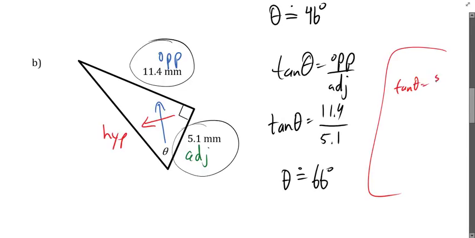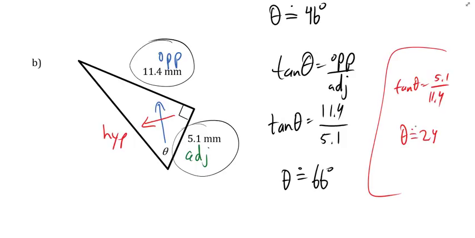Tan theta 5.1 over 11.4 would make theta shift tan bracket 5.1 divided by 11.4. That gives me 24. What did I find there? Thomas? The other angle. If I switch opposite and adjacent, flip. If this is opposite to what? To that angle. So you found that angle.